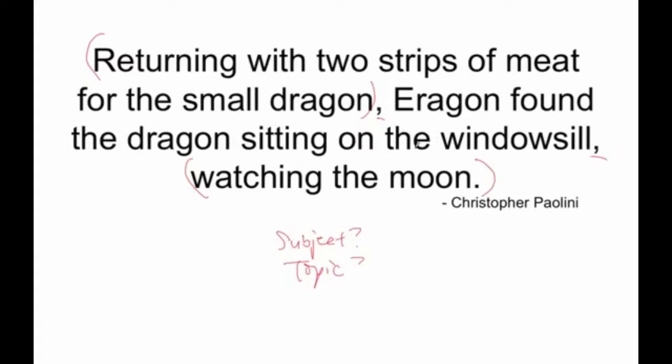So let's take a look at it. Eragon found the dragon sitting on the windowsill. What's the sentence about? What's the focus of the sentence? It's Eragon. Okay? Subject. Once you find the subject, you divide it into 2, put the slash here, look for the verb. Where's the verb? Is it a linking verb? No. It's actually a verb here, found, which is the past tense of find. Okay? Subject, verb.